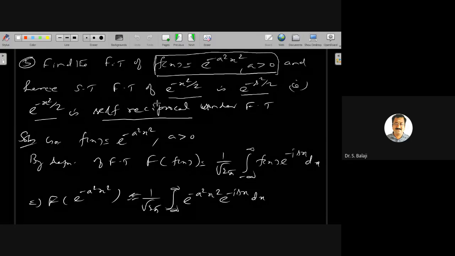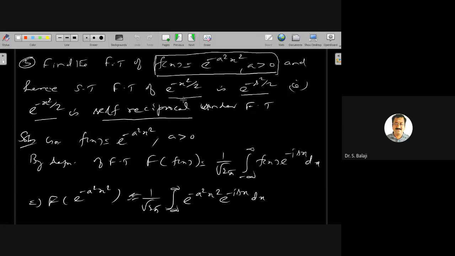Fourier transform of e power minus x square by 2 is e power minus s square by 2. Same function, only variable changed here, but function is same.